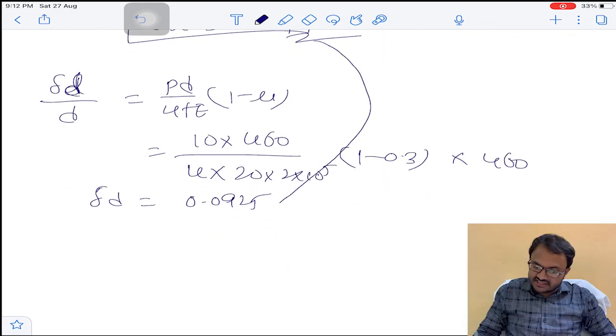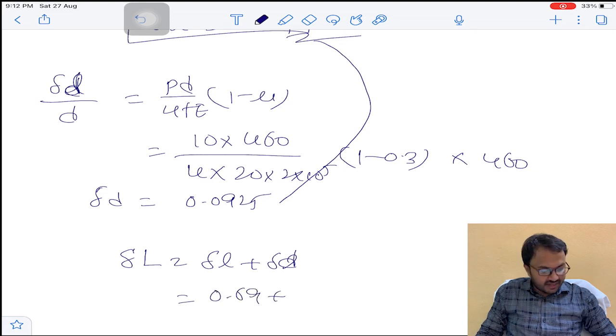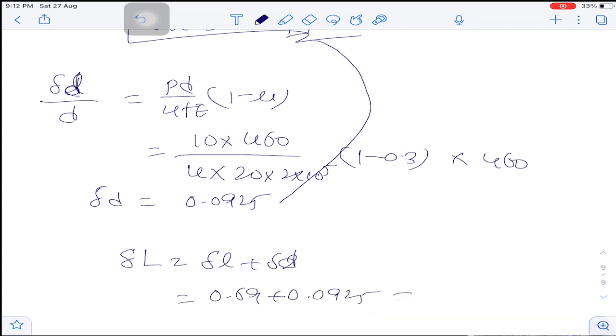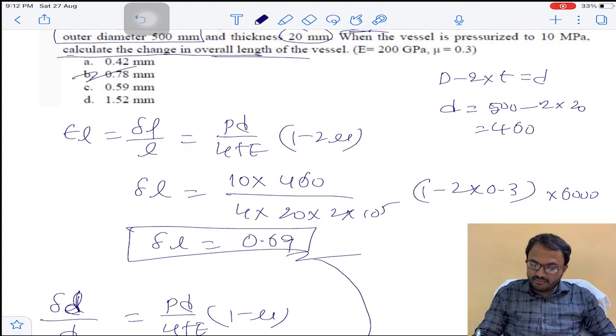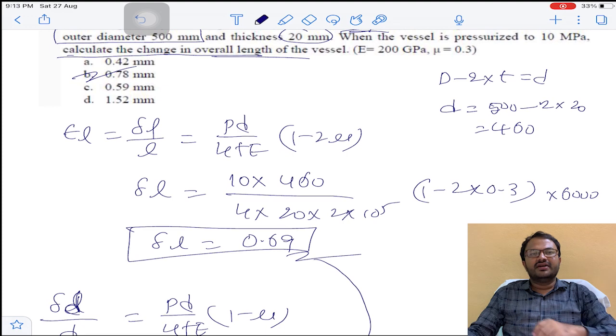If you sum this, the change in overall length delta L is equal to the change in length plus the change in diameter. 0.69 plus 0.0925, it will be 0.78. So the answer is option B for the last question.